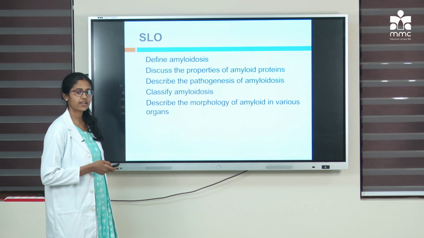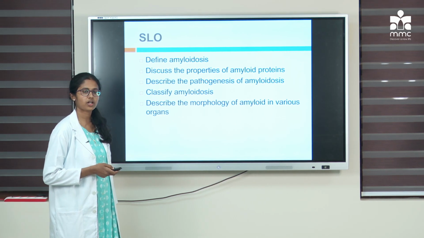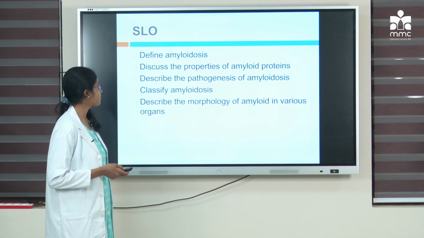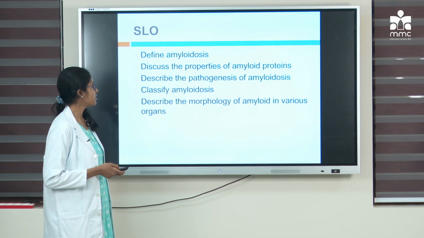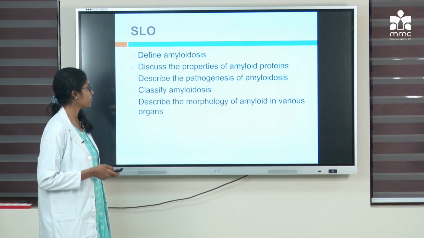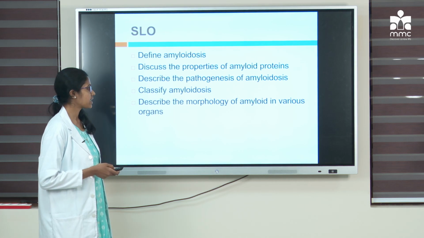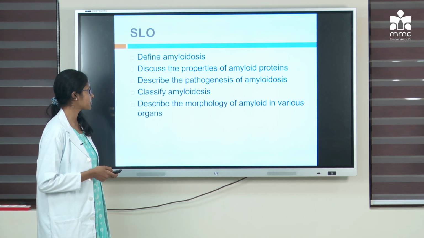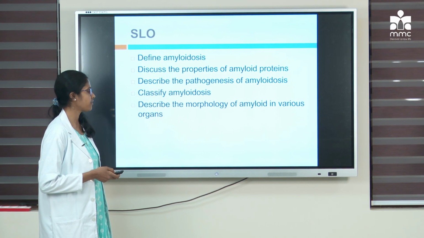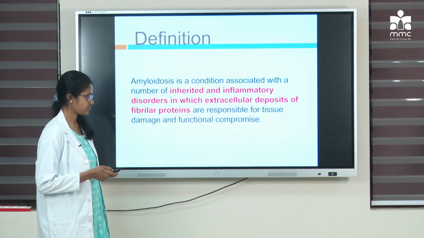So the specific learning objectives that I am going to cover today are definition of amyloidosis, discussing the properties of amyloid proteins, describe the pathogenesis of amyloidosis, classify amyloidosis and describe the morphology of amyloid in various organs.